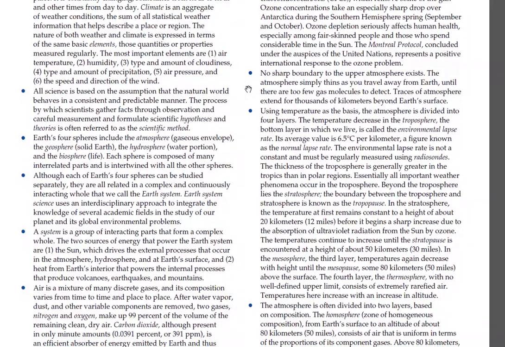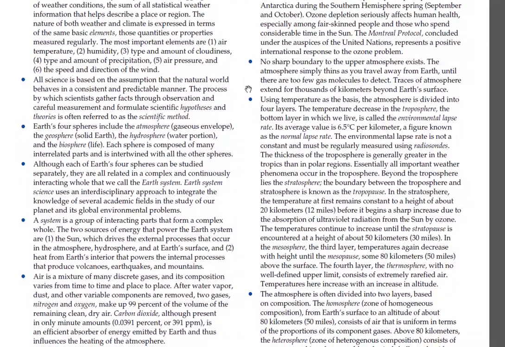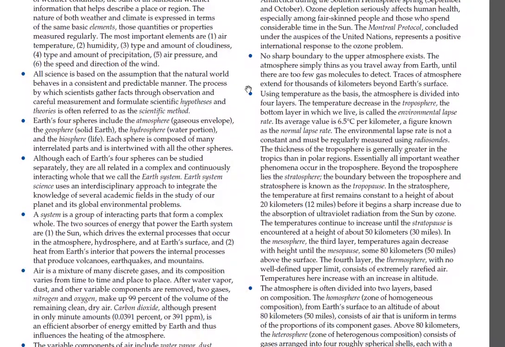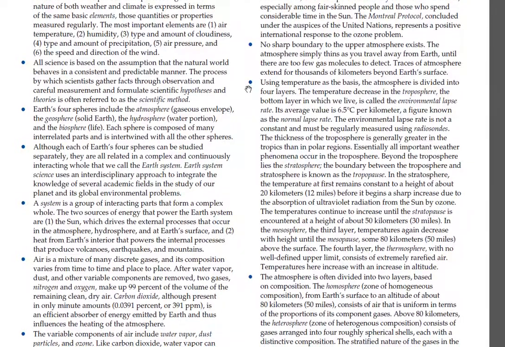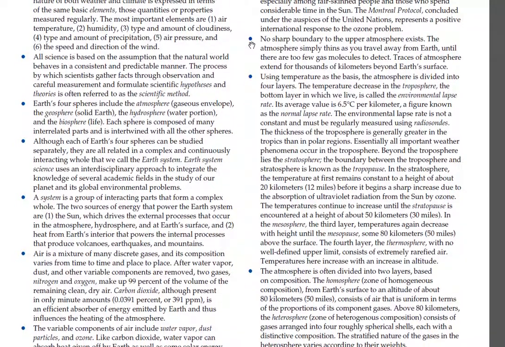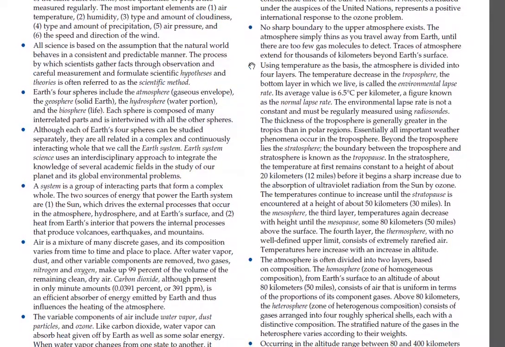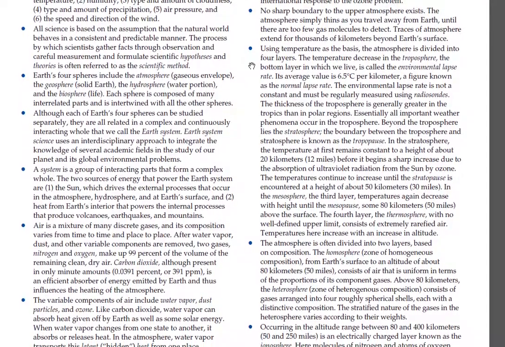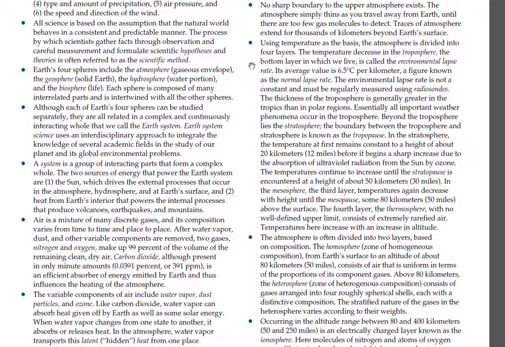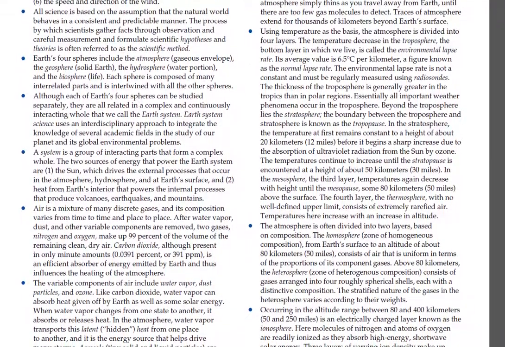No sharp boundary to the upper atmosphere exists. The atmosphere simply thins as you travel away from Earth, until there are too few gas molecules to detect. Traces of atmosphere extend for thousands of kilometers beyond Earth's surface. Using temperature as the basis, the atmosphere is divided into 4 layers. The temperature decrease in the troposphere, the bottom layer in which we live, is called the environmental lapse rate.